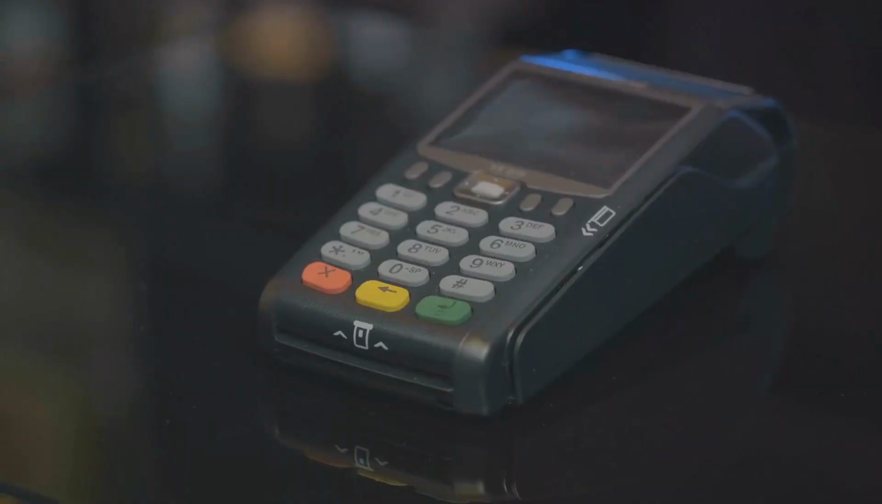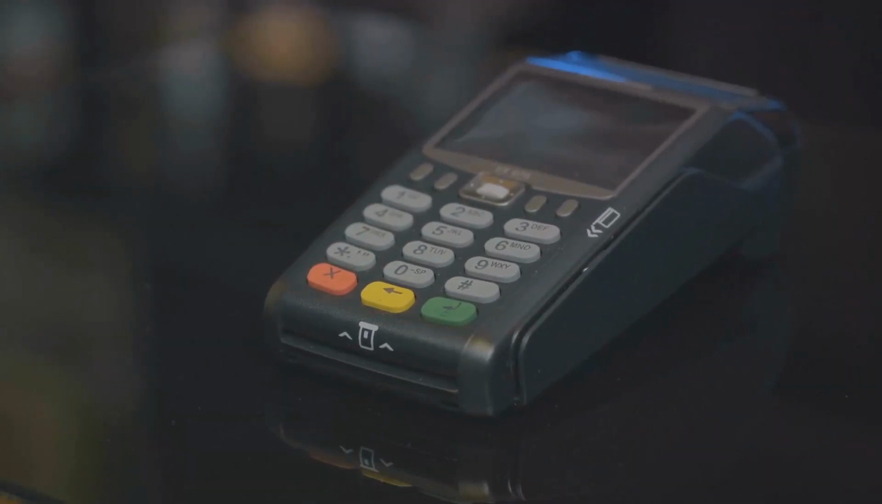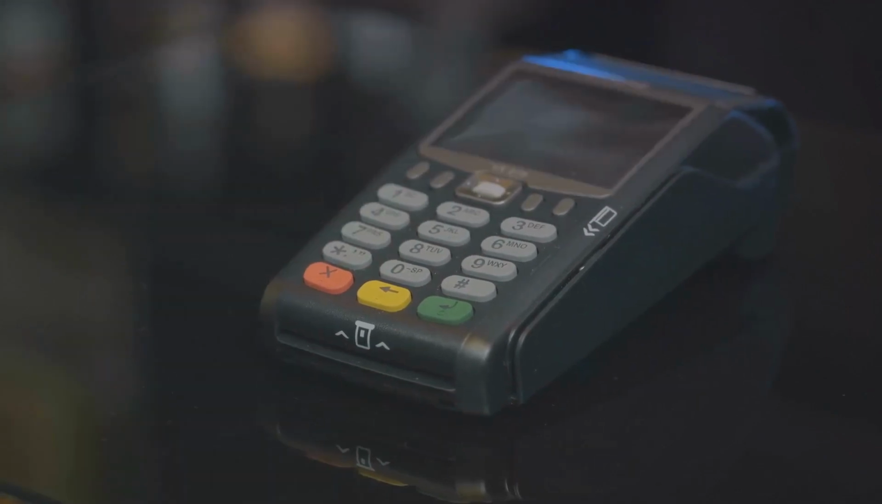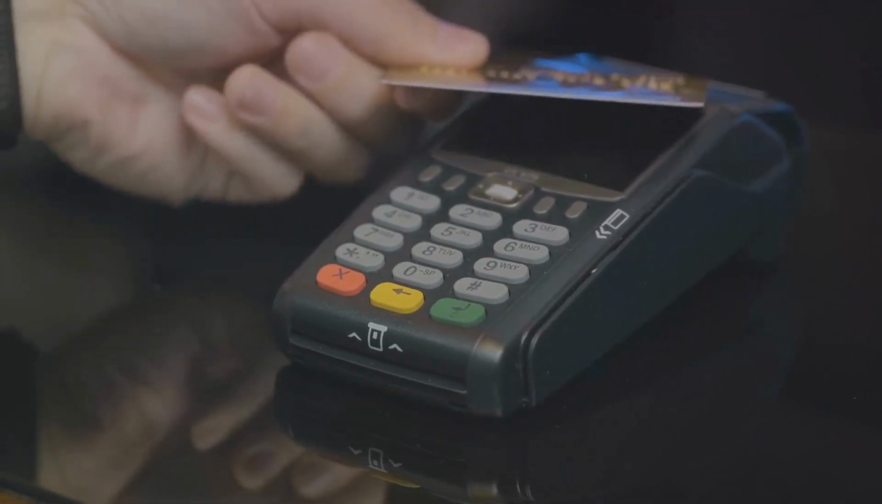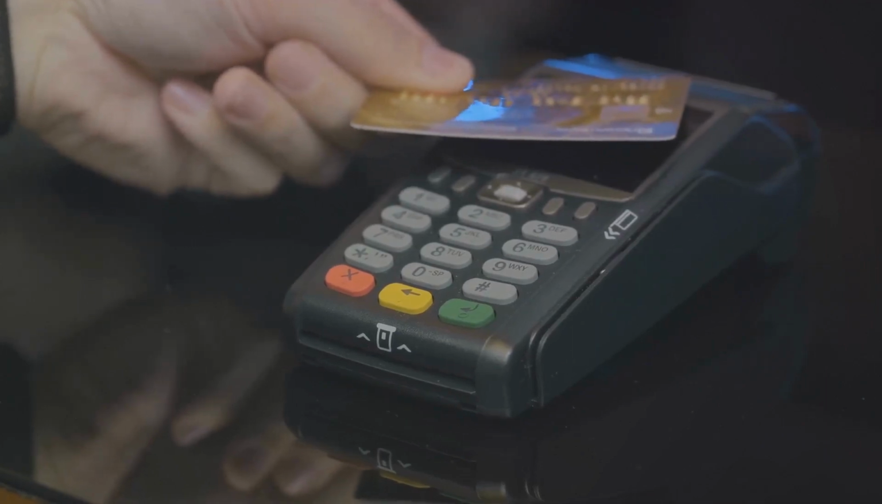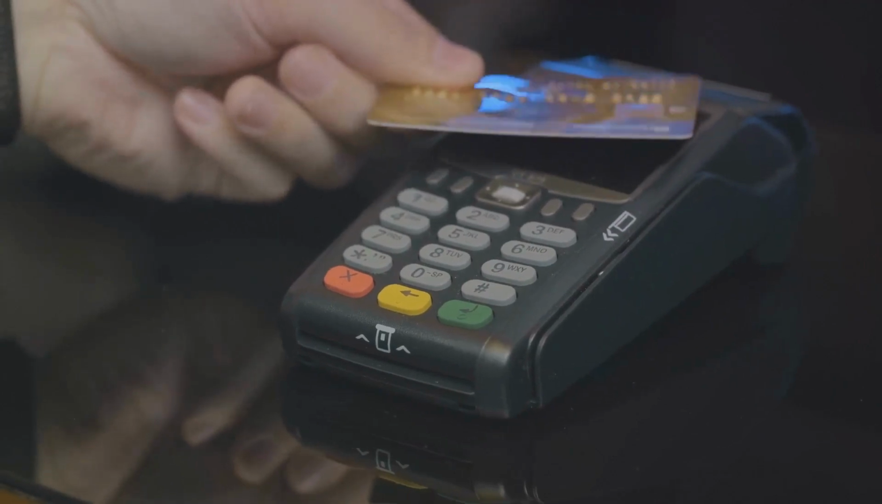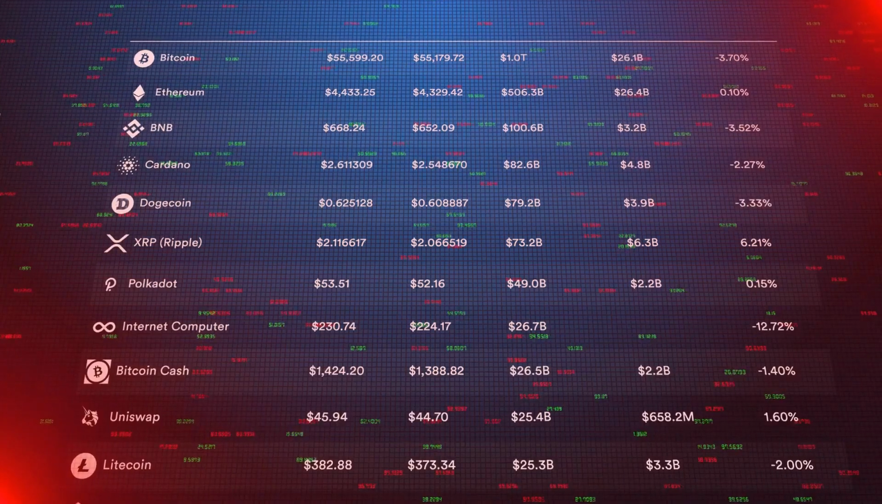Step 2 is setting up your digital wallet. This is your personal bank for cryptocurrencies. Wallets can be hardware-based or software-based. Hardware wallets are physical devices and are considered safer, while software wallets are applications on your device. Choose one that suits your needs and level of comfort.